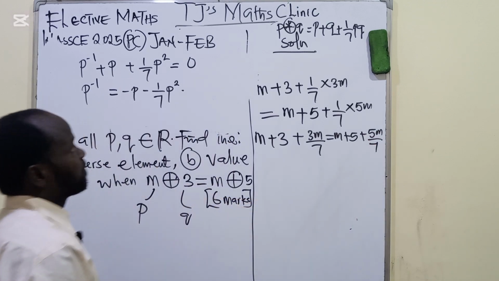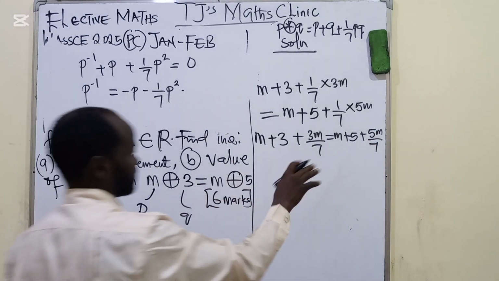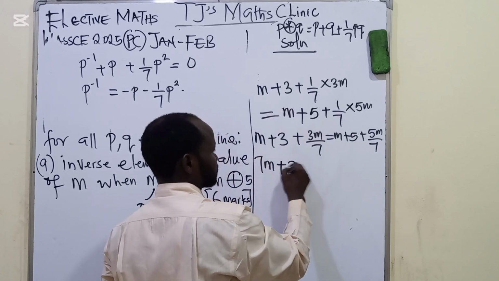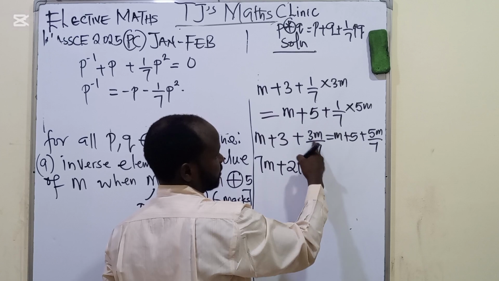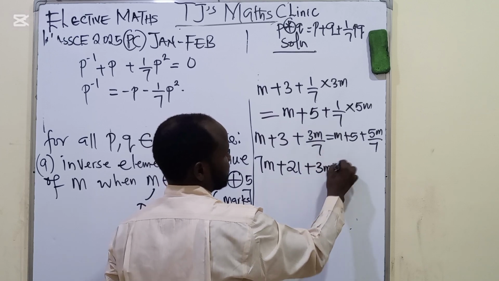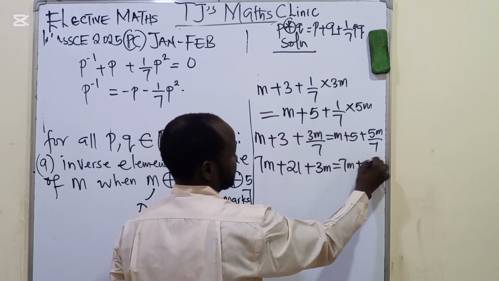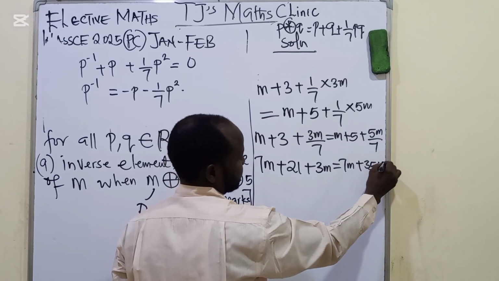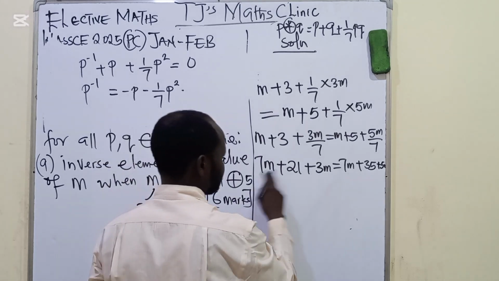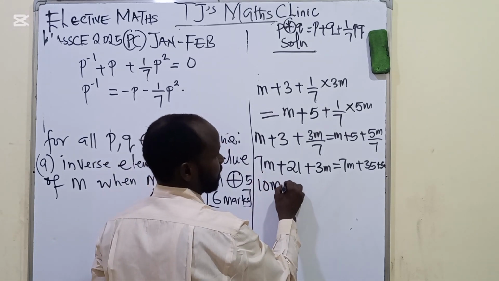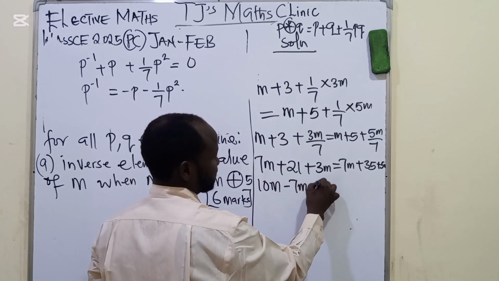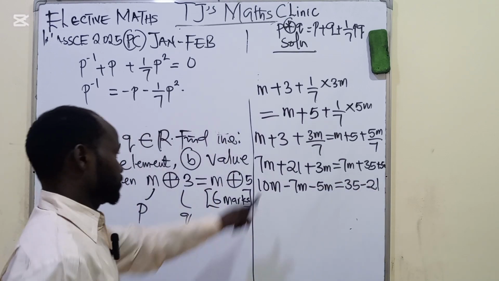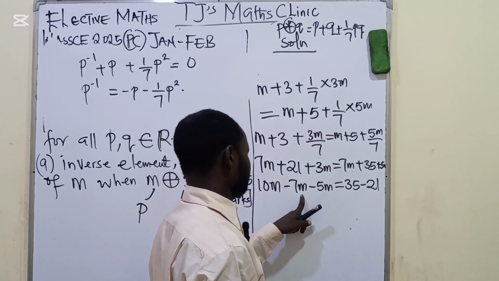Very important. Let's multiply through by 7 to clear the fraction. 7 times M, that's 7M, plus 7 times 3, that's 21, plus 7 times 1 divided by 3M over 7, that will be 1 over 3M, equals 7M plus 35 plus 1 over 5M. Then we collect those with M.